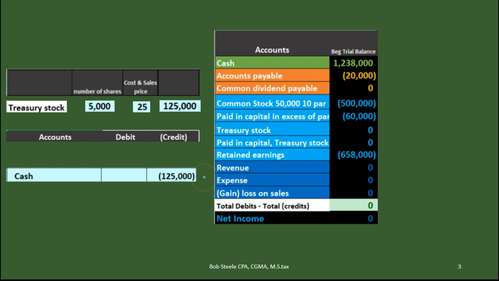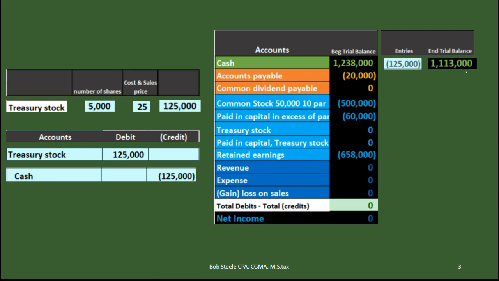I would always think about cash first and say cash is going to be credited, so we know that we're going to have a credit to cash. This is what's going to happen to cash. It's a debit balance. We're going to credit it. It's going to go down on the trial balance. What's the other side? We know that we're going to have to debit something. We're going to debit treasury stock. So when we buy back our own stock, that's going to be called treasury stock. It's a debit just like if we put an asset on the books.